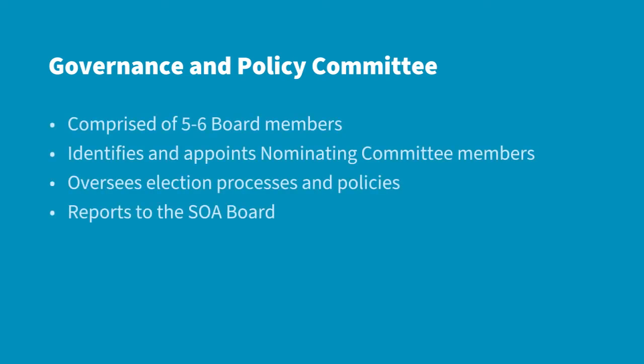One is the Governance and Policy Committee, and it oversees a lot of things, including elections. That's comprised of 5 to 6 board members out of the bigger set. It identifies and appoints the nominating committee members, which we'll talk about again in a second. And the Governance and Policy Committee, or GOPO as we call it, has oversight for the election processes and the policies that are followed. It reports directly to the SOA board.